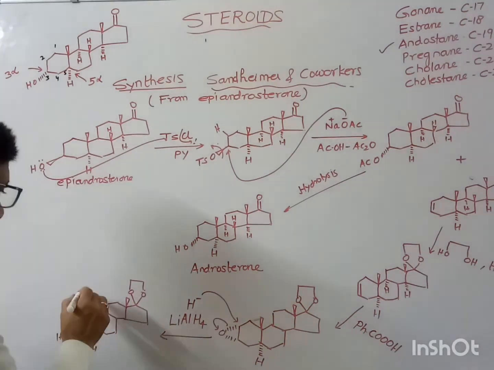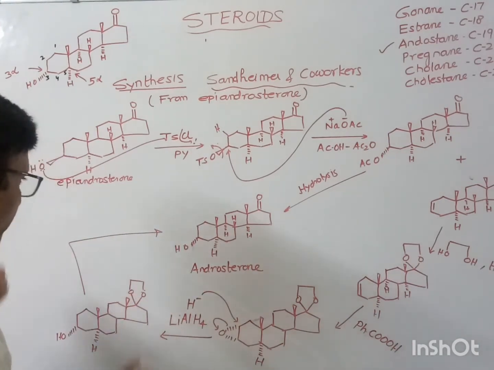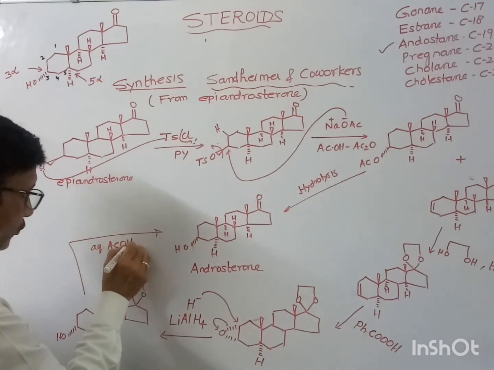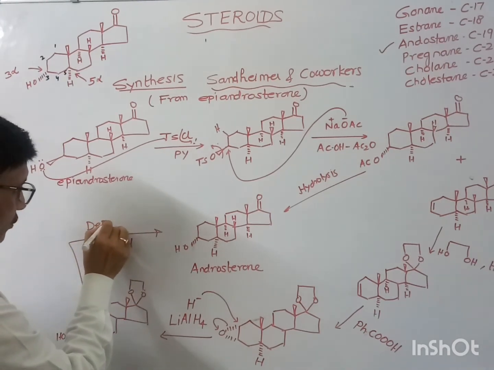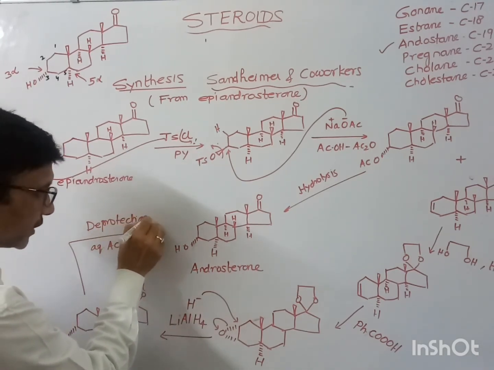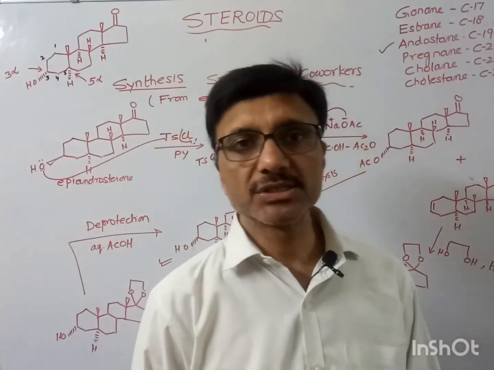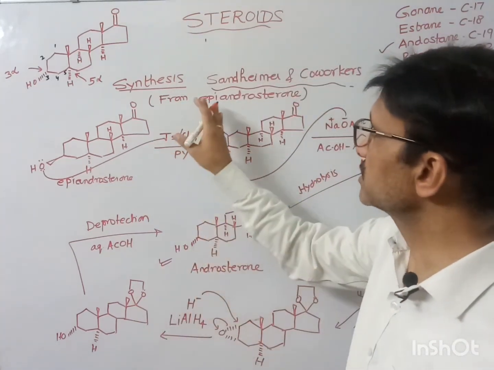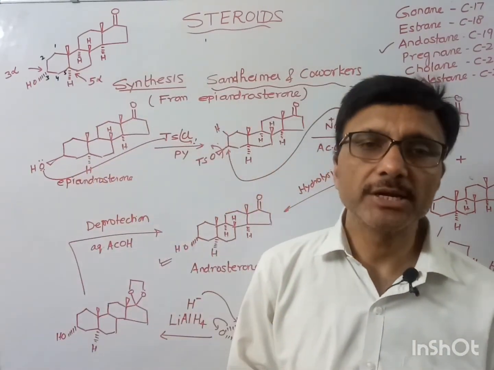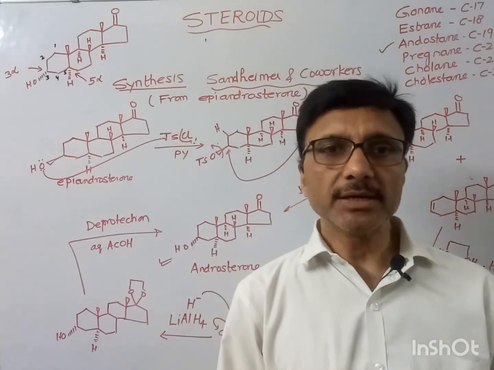Okay. Now finally the deprotection may be done. Using aqueous acetic acid, the deprotection of this cyclic acetal can be done, and we will finally get the Androsterone. So this is one of the methods of synthesis of this Androsterone, which was by Sandheimer and co-workers. So this is about the structural elucidation and synthesis of Androsterone. Now in my next lecture I will take the testosterone.